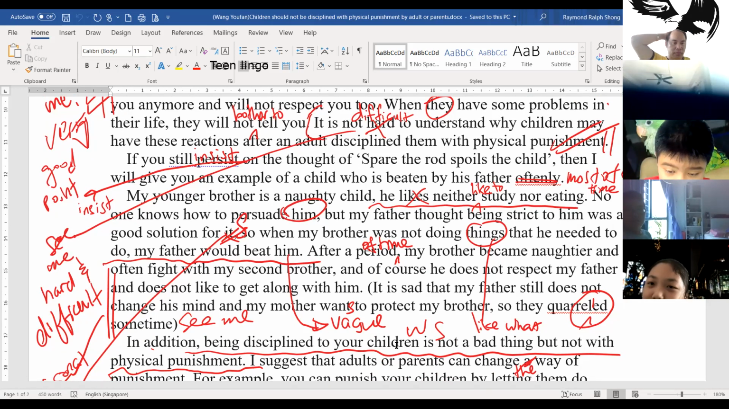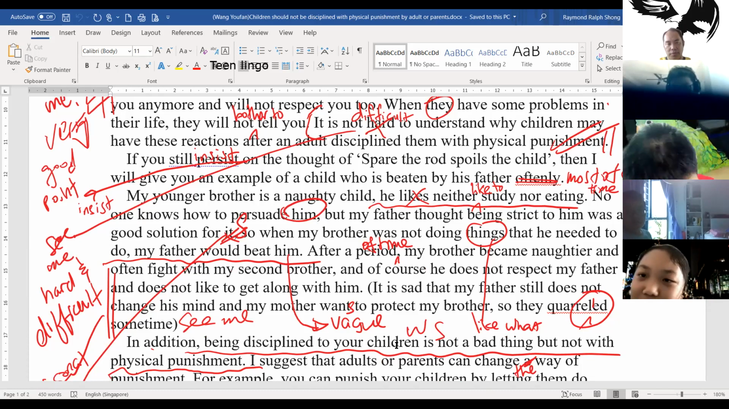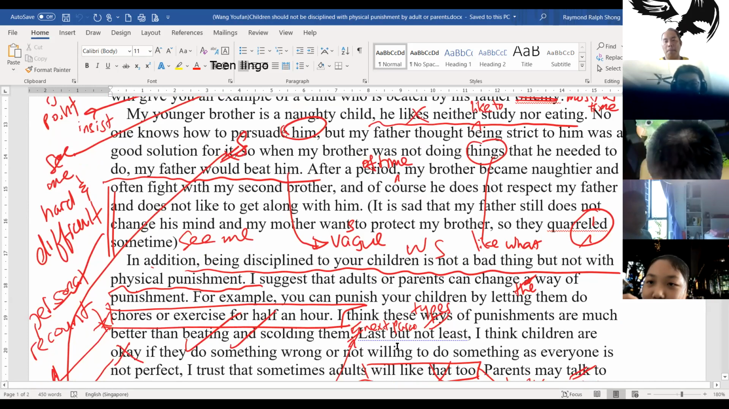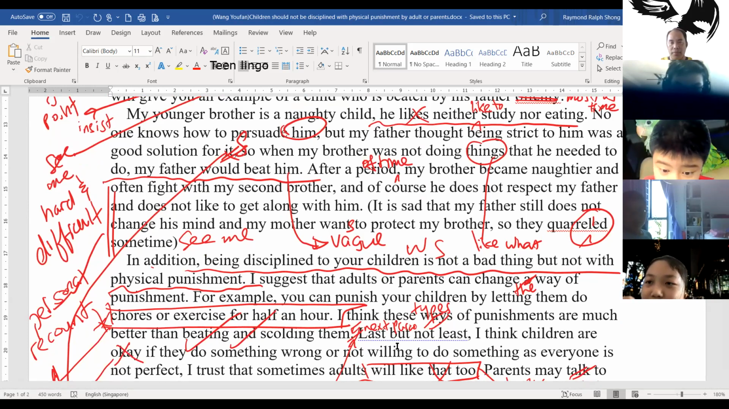No one knows how to persuade him. How to persuade my younger brother. Okay. But my father thought being strict to him was a good solution for it. For what? Who is the it? Carry on. Who is the person? Carry on. So when my brother was not doing things that he needed to do, my father would beat him.